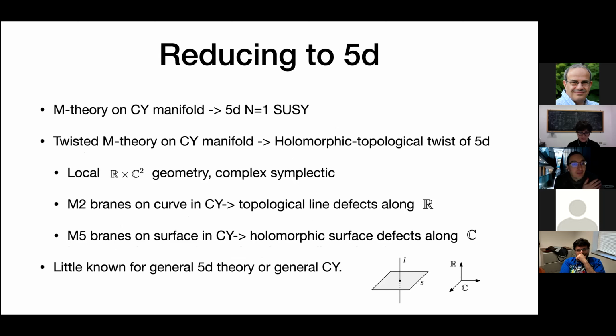There is another useful perspective on this twisted M theory background, which is that if you take M theory on a Calabi-Yau manifold, you get a five-dimensional theory with N equals one supersymmetry. And so what this twisted M theory is doing is that it's just giving you the holomorphic topological twist of this five-dimensional theory. Then when you turn on the omega deformation in the Calabi-Yau, you deform the five-dimensional theory in some way.